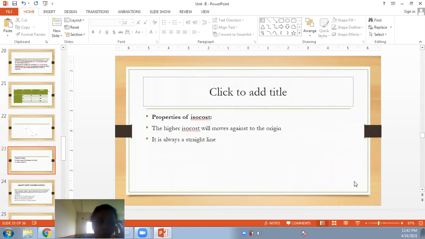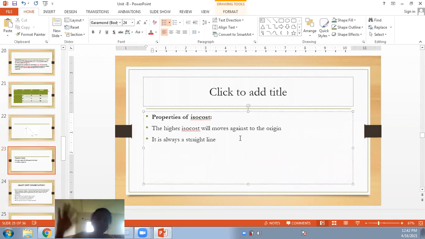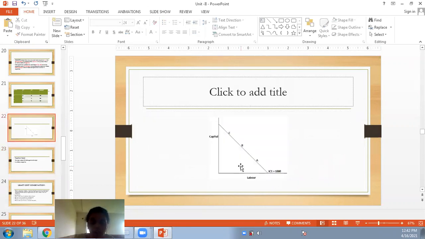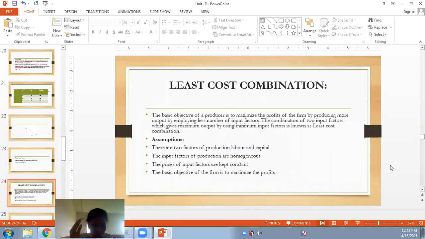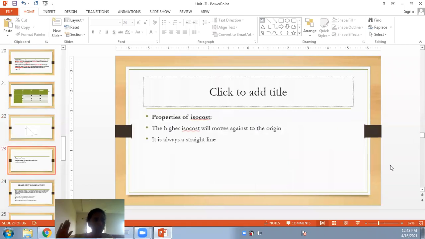Okay. Now, what are the properties of isocost? Again, like isoquants, the higher isocost will move away from the origin. For example, guys, see here. This is IC1, the isocost curve for 1000. If we represent in the same diagram an isocost for 10,000, will it come in this region or that region? Definitely it will come in the higher region. That is the first property: the higher isocosts move away from the origin.